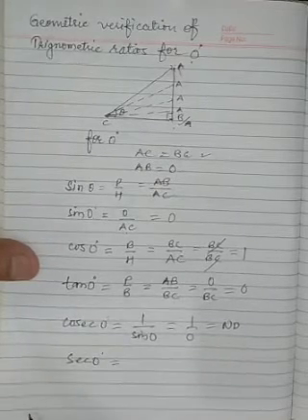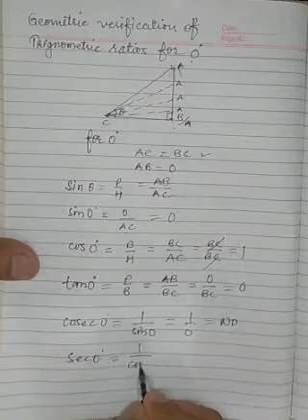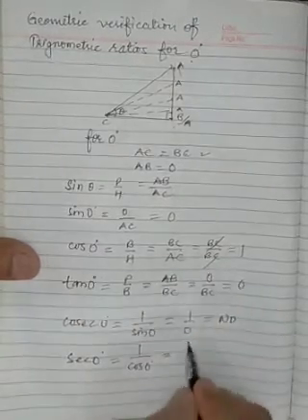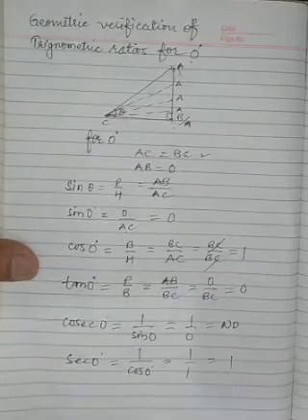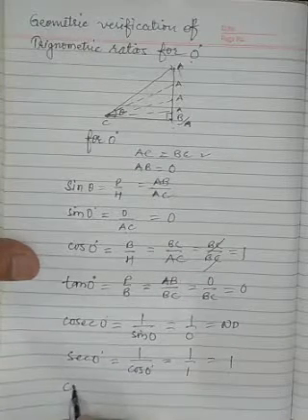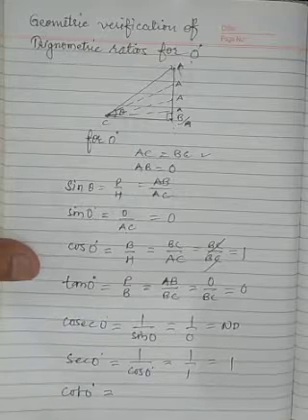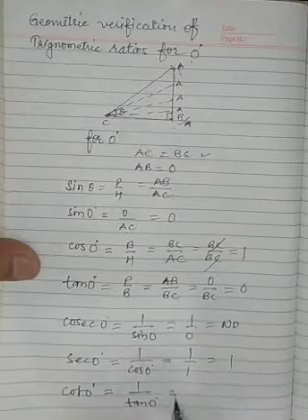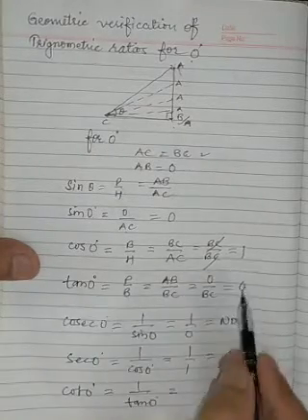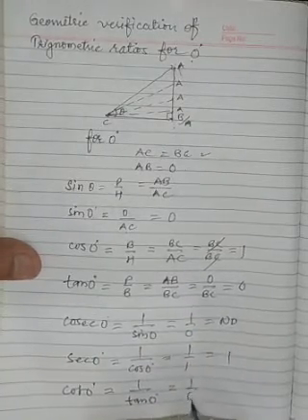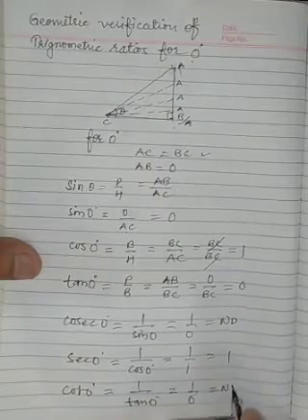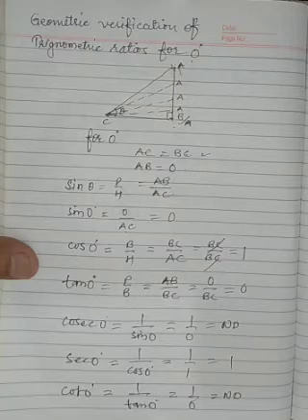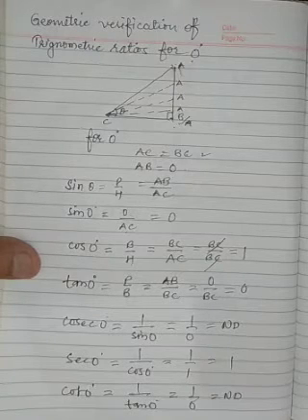Sec 0 degree is the reciprocal of cos, and cos 0 degree is equal to 1. So 1 upon 1 is equal to 1. And cot 0 degree is equal to the reciprocal of tan, so 1 upon tan 0. And as we have seen, tan 0 is equal to 0. So 1 upon 0 is not defined. So in this way, geometrically also we can find out the trigonometric ratios for 0 degree.